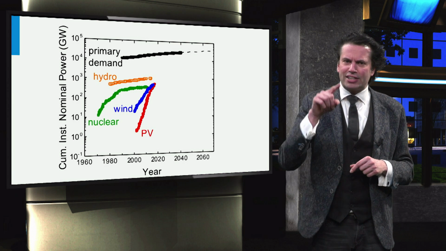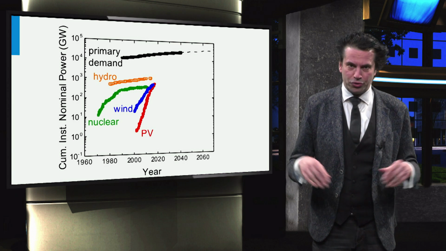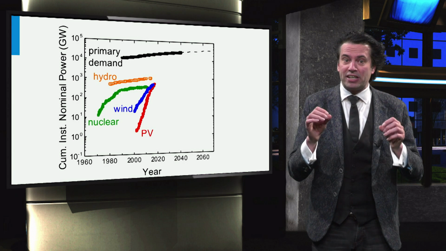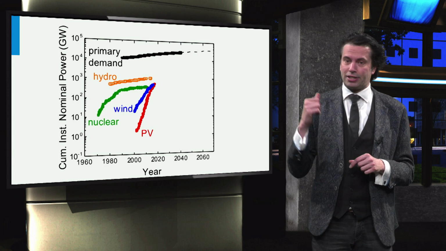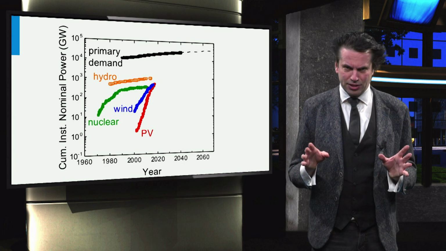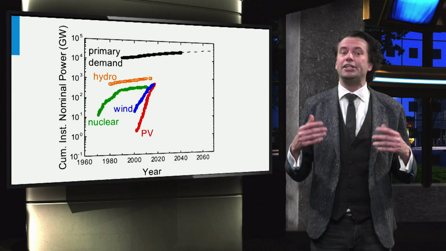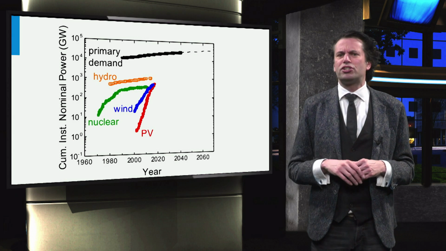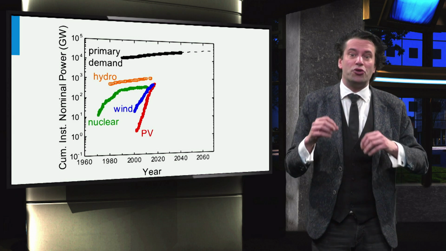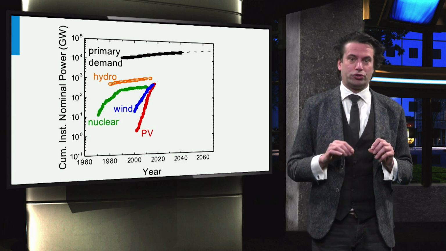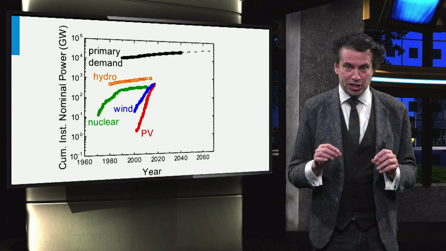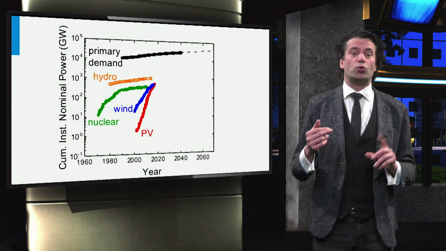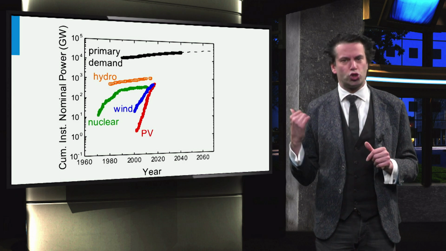On the vertical axis, you see the cumulative installed nominal capacity, which is expressed in gigawatts of power. Note that this is a logarithmic scale. On the horizontal axis, time is plotted expressed in years. Here we only consider the energy sources which are not based on fossil fuels. Orange represents hydroelectricity, dark green represents nuclear, blue represents wind, and red represents solar.